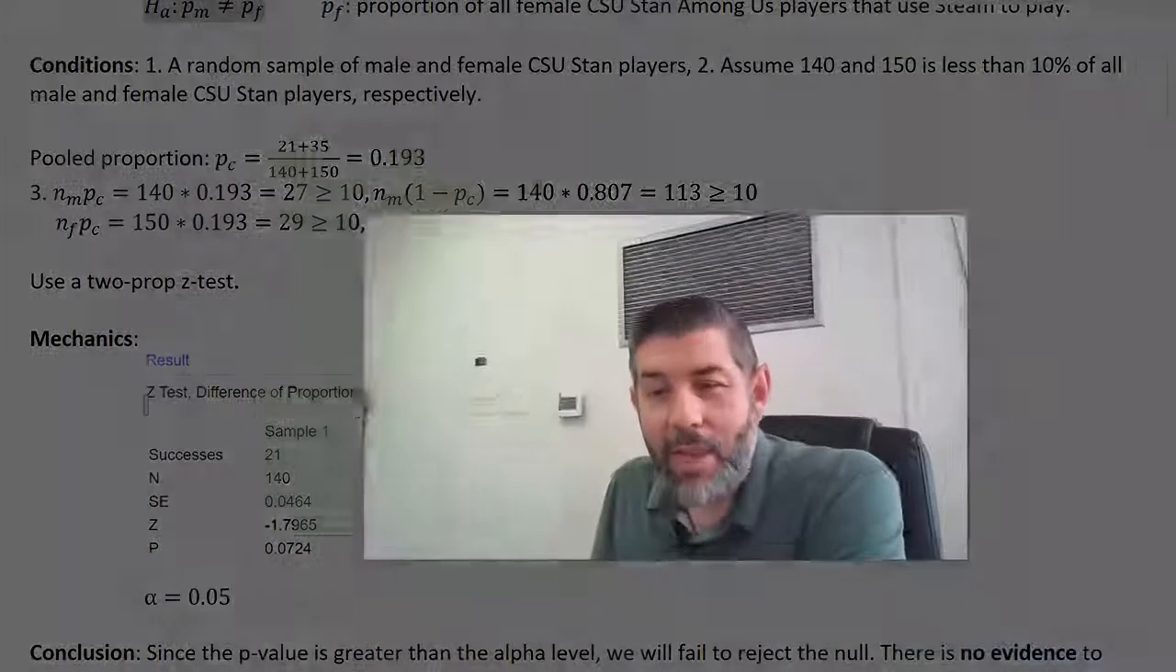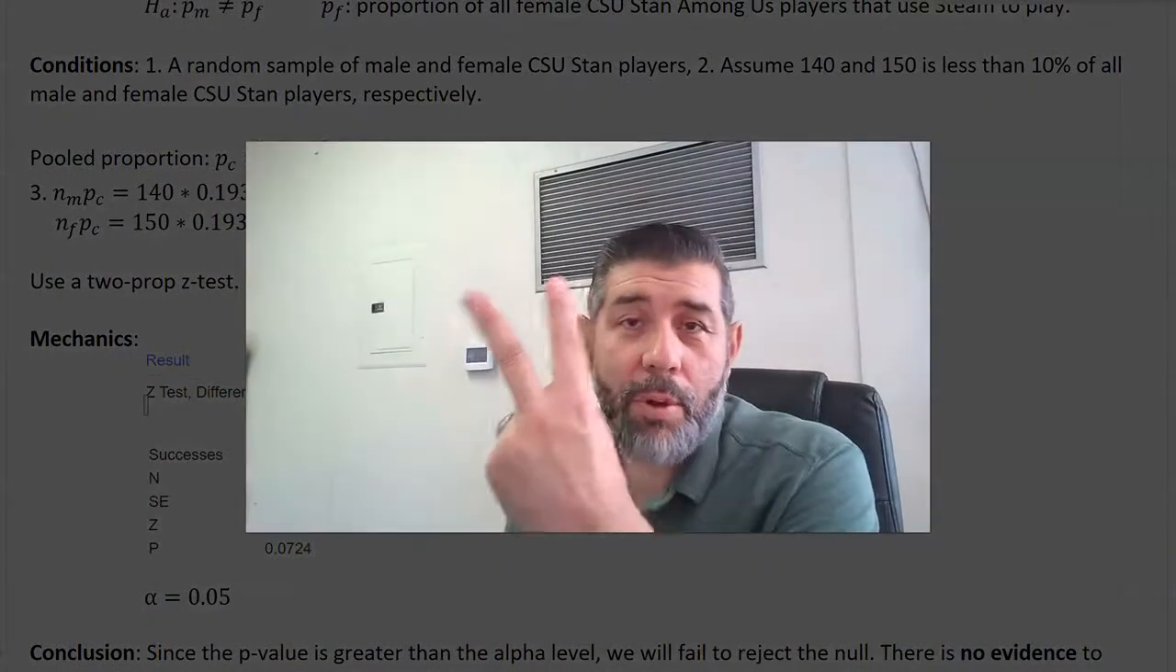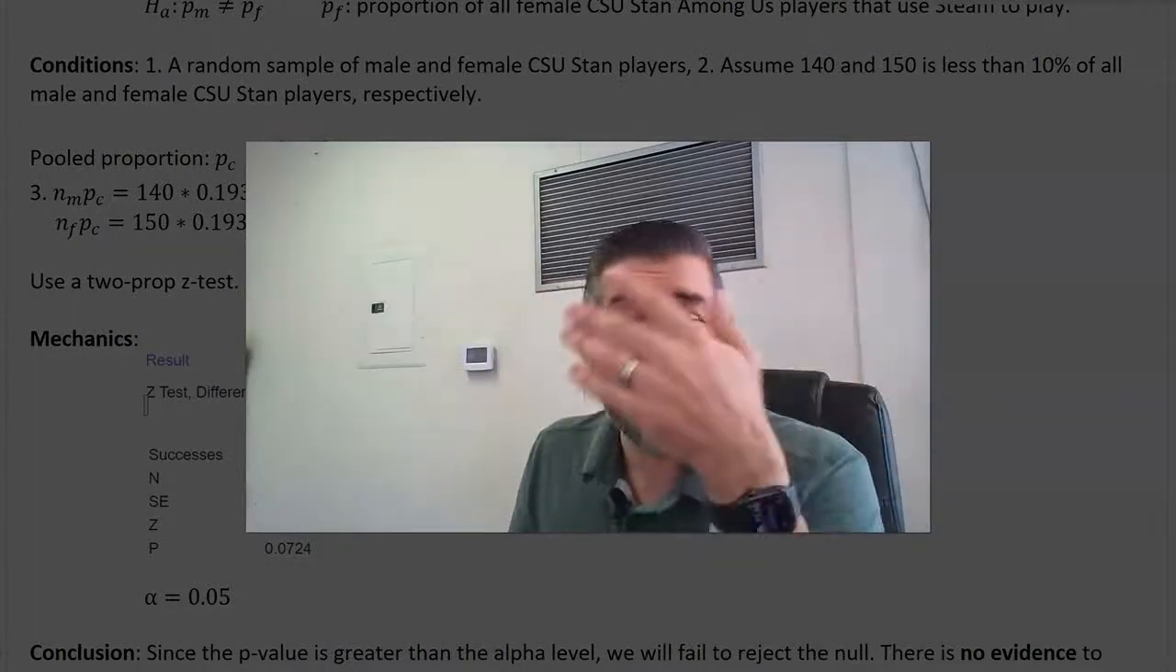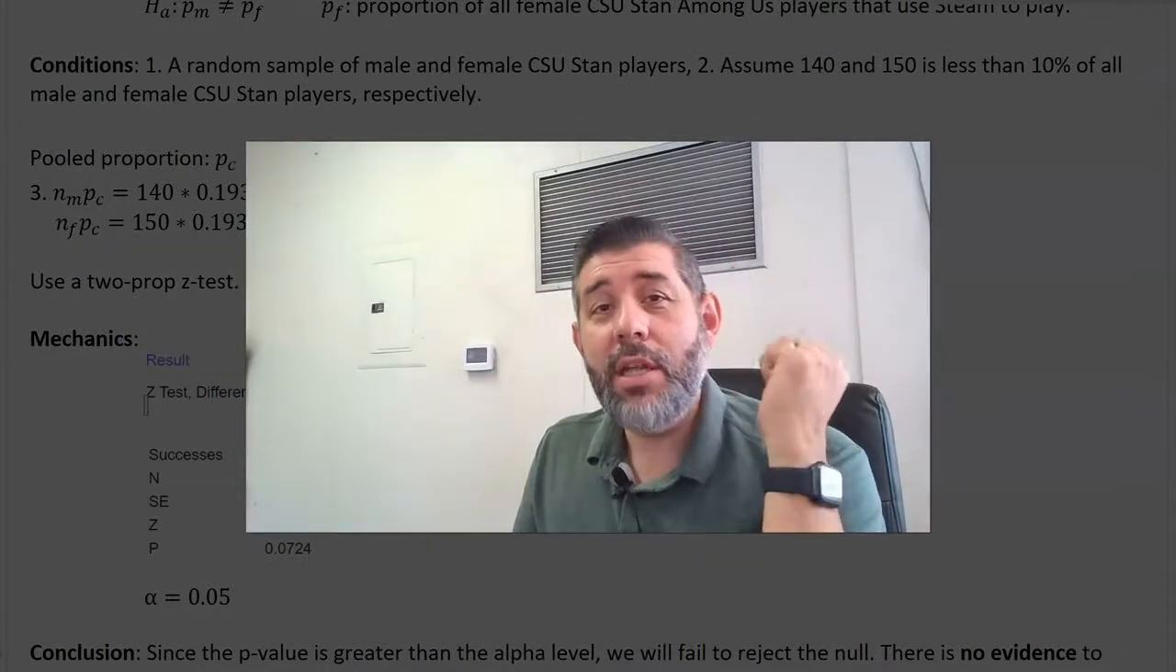Okay, folks, that was two-proportion inference, like a two-sample z-test, two-sample proportions using GeoGebra, of course.